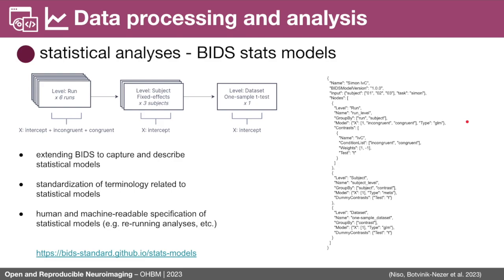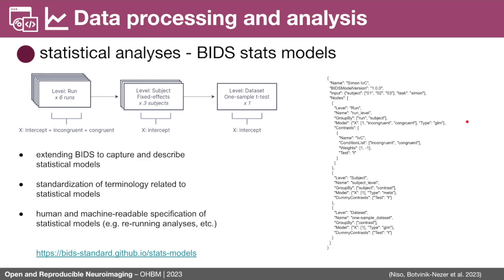which extends BIDS to capture and describe statistical models, and also standardizes the terminology related to these models, because we all know folks talk about the same thing in a statistical model using vastly different terms, or the other way around. And importantly, it's a human and machine readable specification of statistical models. So rerunning a given analysis should be comparably straightforward to implement. As you can see, BIDS Stats Models basically incorporate the same guidelines and principles as the BIDS raw standard specification that you already learned about.